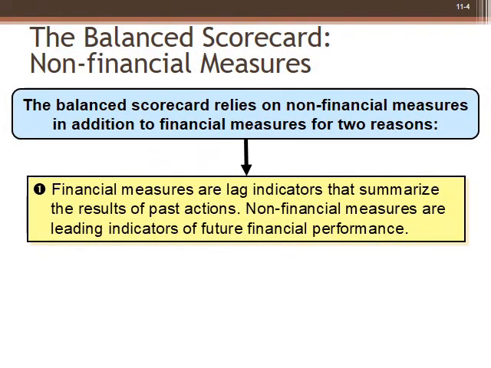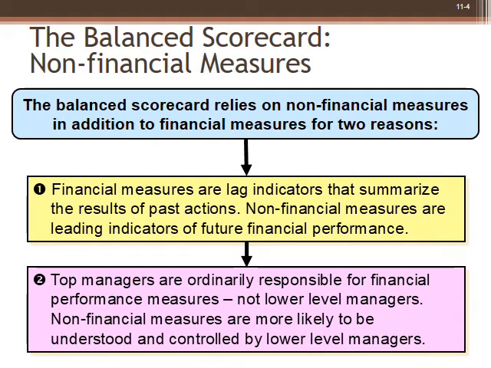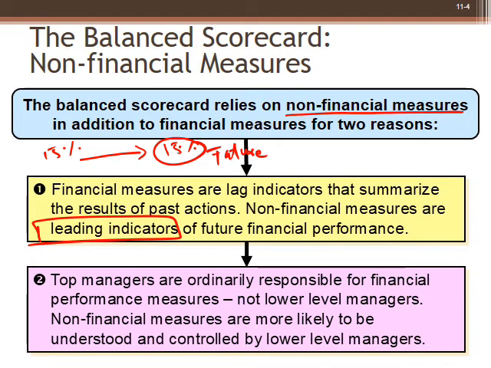So like our other measures of performance like ROI and residual income, they rely on financial measures. So the balanced scorecard relies on non-financial measures for two reasons. Number one is that financial measures are lag indicators that summarize the results of past actions, which means if you earned a 15% return in the past, that does not guarantee that you will earn 15% in the future as well, right? So that's why we call these lag indicators, lag figures. So non-financial measures, like learning and growth and internal business processes, are leading indicators of future financial performance. These are leading indicators which will give you the benefit in future.